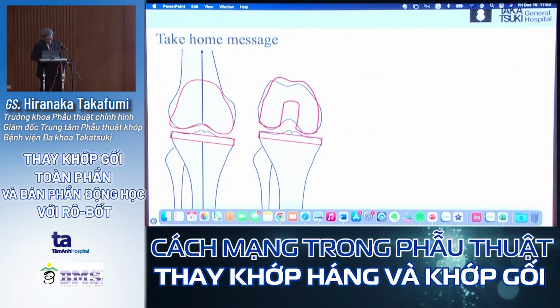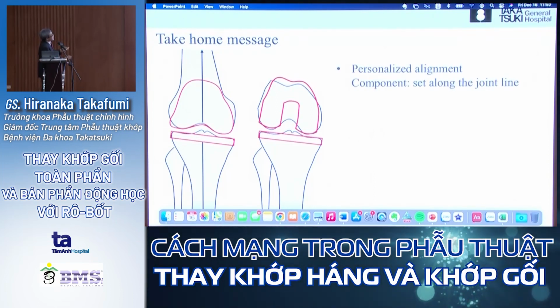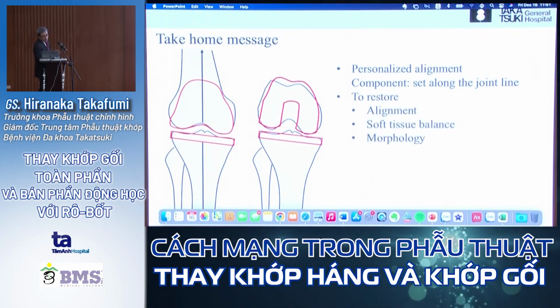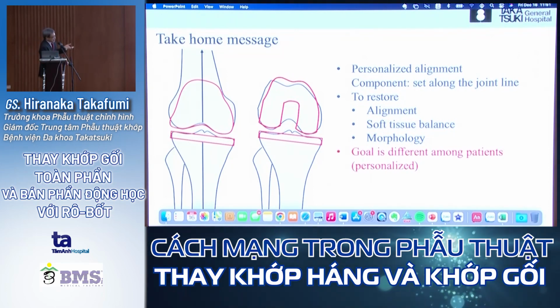This is the take-home message. Personalized alignment is to set the components along the joint line to restore the patient's native joint surface. Restore the patient native alignment, soft tissue balance, and patient native morphology or joint line. Goal is very different among the patients. We need to find the patient's best goal individually. This is the personalized approach.